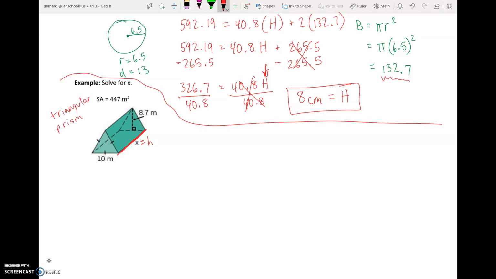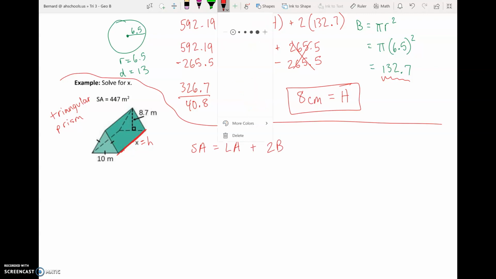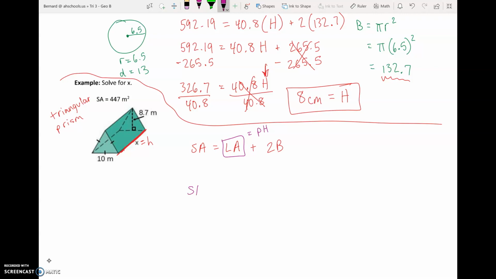prism. And so, remember, surface area is going to be lateral area plus 2 times the area of the base. And just like in the last problem, remember our lateral area equals perimeter times height. And so we can rewrite this. Surface area is going to be perimeter times height plus 2 times big B.